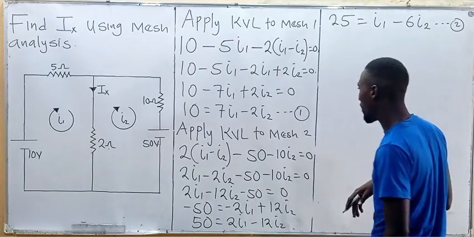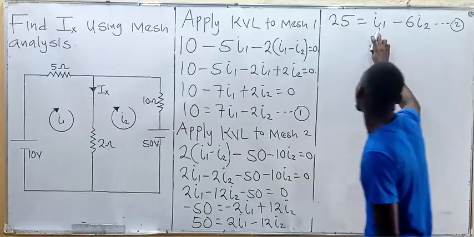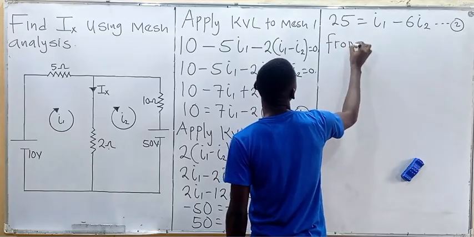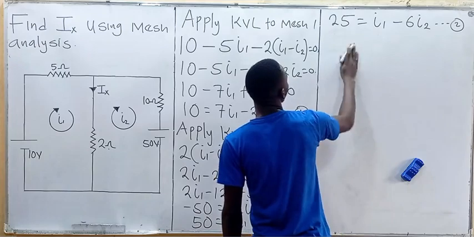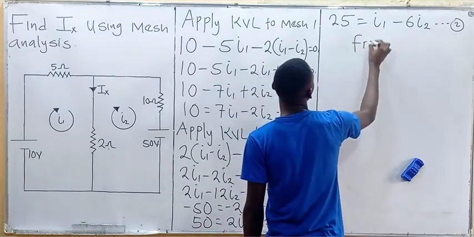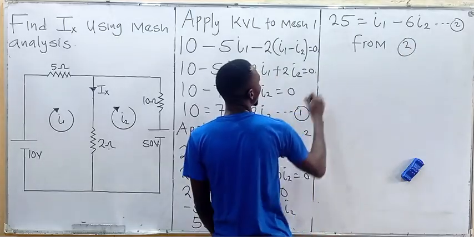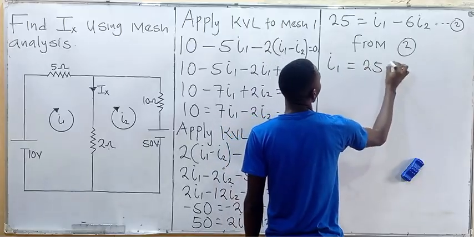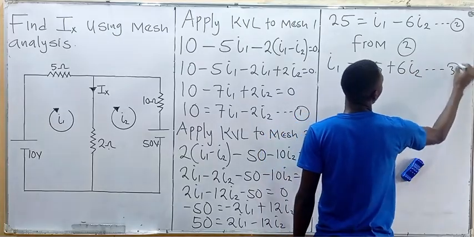All right, so let's check. We can easily make I1 the subject here. So from equation 2, make I1 the subject. So I1 will be equals to 25 plus 6I2. So let's call this equation number 3.